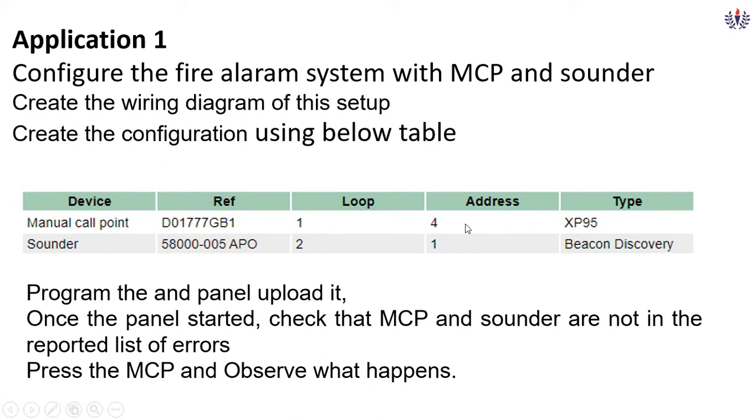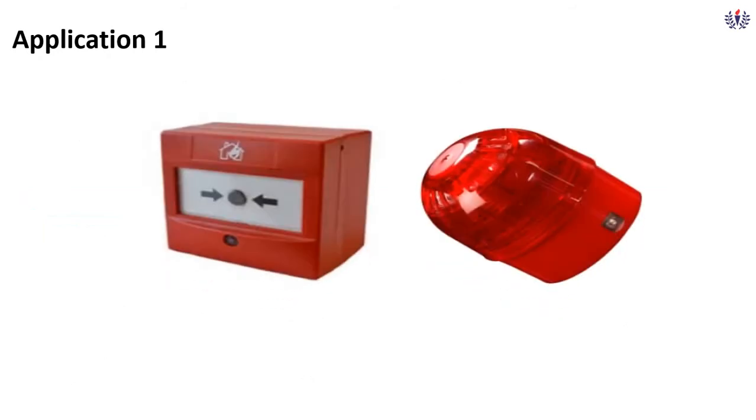It has a particular address of 4 and 1, and the type we are using in our laboratory is XP95. This has to be configured while doing the beacon discovery. So this is the address of both. We want to configure in this particular address, and it has to be programmed and uploaded to the panel, and the panel is started, and we have to produce an artificial fault. MCP has to be clicked and we want to observe what is happening. So this is the first application. These two devices we are going to configure in the first application.